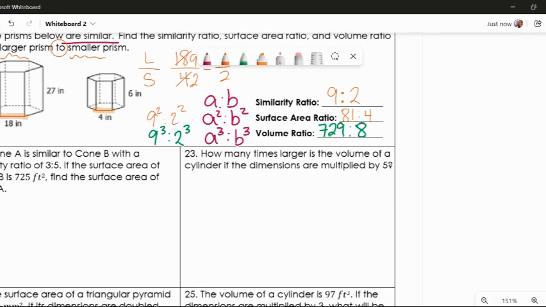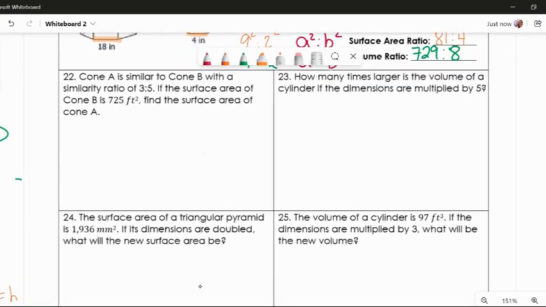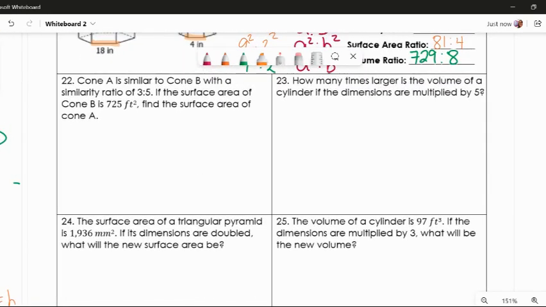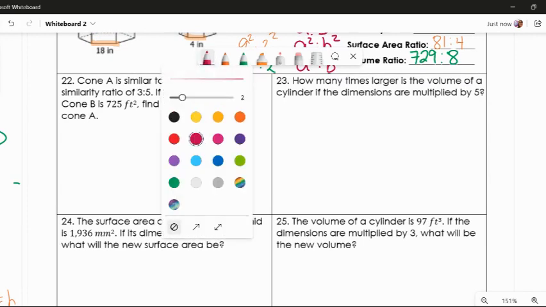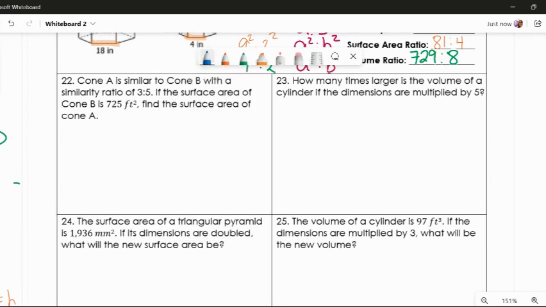Let's look at another one. This one says, cone A is similar to cone B. So they told us they're similar, so we know we can use all of our comparisons. With a similarity ratio of 3 to 5, okay? So that's 3 to 5. 3 to 5 is their A to B similarity ratio, okay? If the surface area of cone B is 725, find the surface area of cone A.